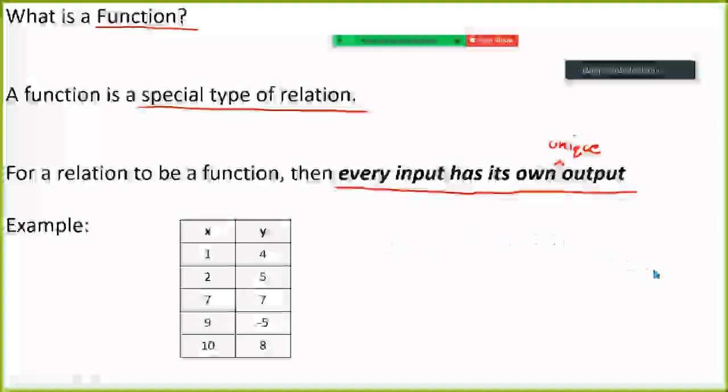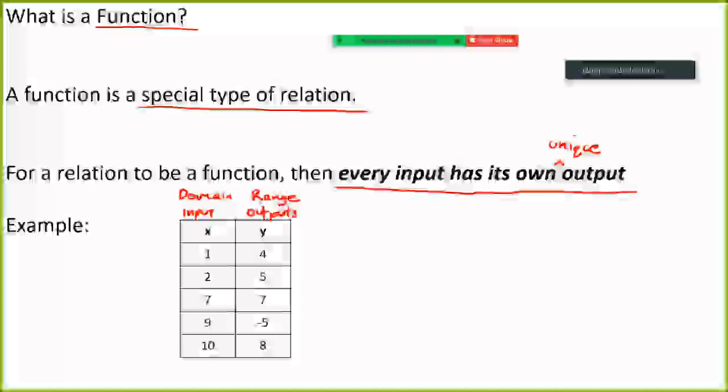Here's an example in a table form. So here's another table. Here's my list of x's and y's below. Remember, this is our inputs. This is the domain, the list of all the inputs. Same thing. And this would be our outputs and our range. Okay. So let's check our list of inputs. So 1 goes to 4, 2 goes to 5, 7 goes to 7, 9 goes to -5, and 10 goes to 8.